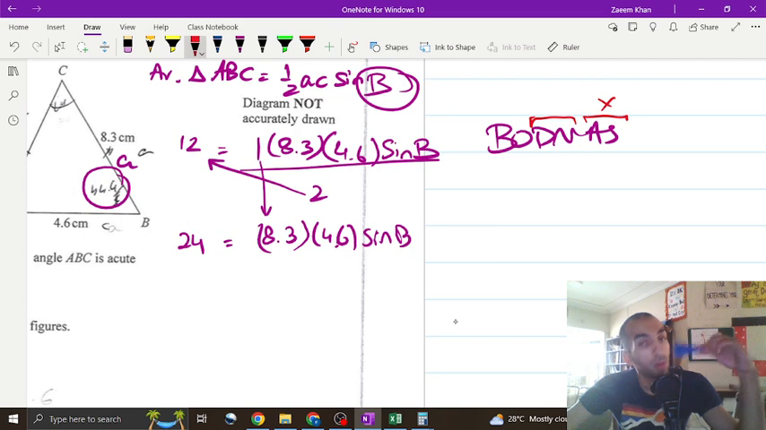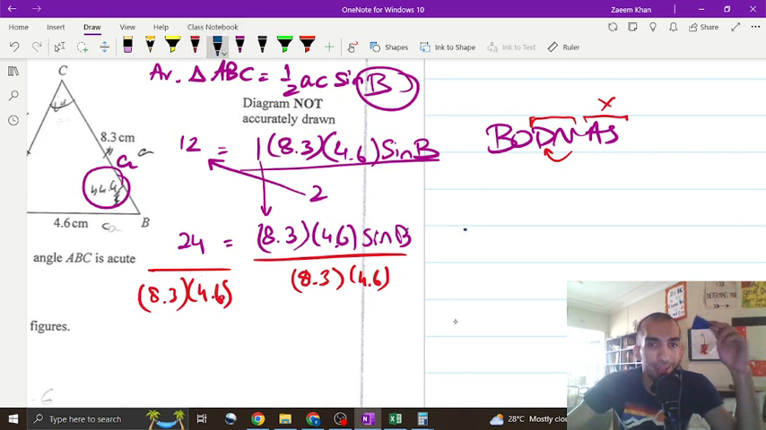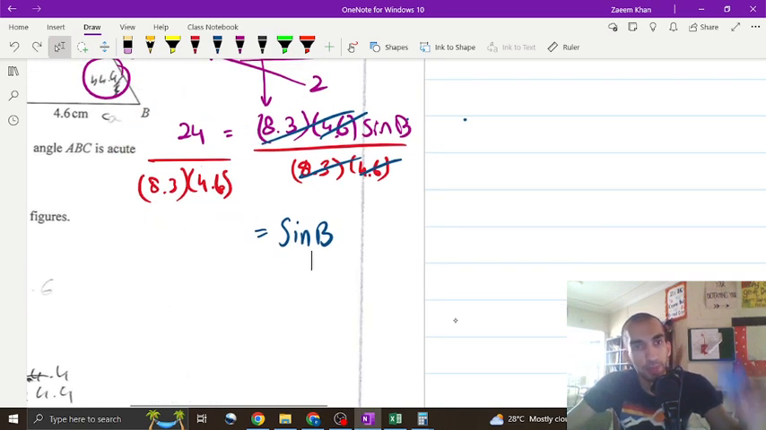We have multiplication. Now, what counts as multiplication? Division. What we can do is divide both sides by 8.3 and 4.6. What would happen to 8.3 and 4.6 on the right hand side? They cancel out. So we've successfully isolated the variable B. We just have one more step to go. Can you give me the value for this?